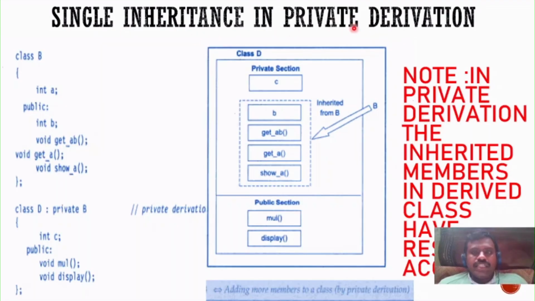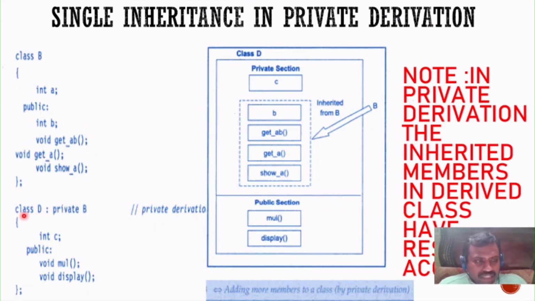Single inheritance in private derivation. Here the same example will be taken to understand what will happen in private derivation. The class B is called a base class, in which int A is a private data member. By default it is private. In the public section it will contain int B, that is a public data member, followed by get AB, get A and show A. These are the public member functions.